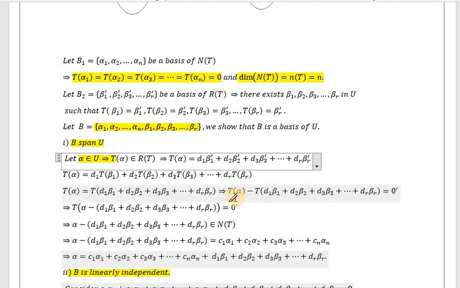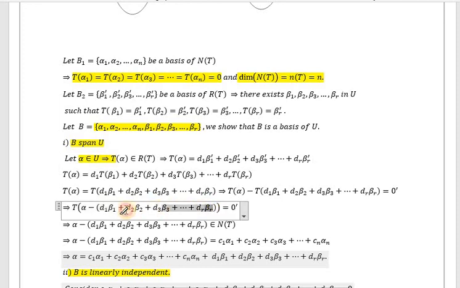Now take the transformation outside, so we get T of (alpha minus D1 beta 1 plus D2 beta 2 and so on up to Dr beta r) is equal to 0'. Now you see, the transformation of this is equal to 0', which means this element, alpha minus D1 beta 1 plus D2 beta 2 and so on up to Dr beta r, belongs to N(T), because the transformation of this element is 0'.